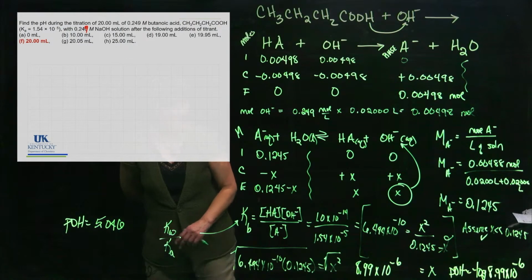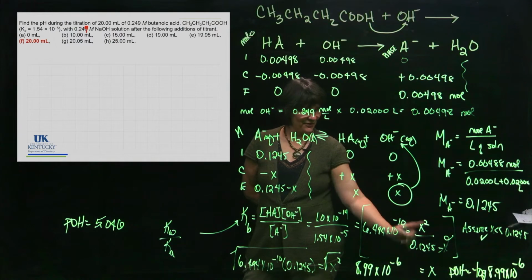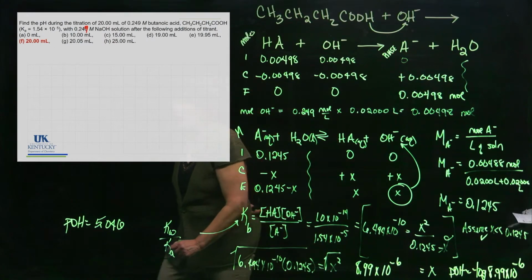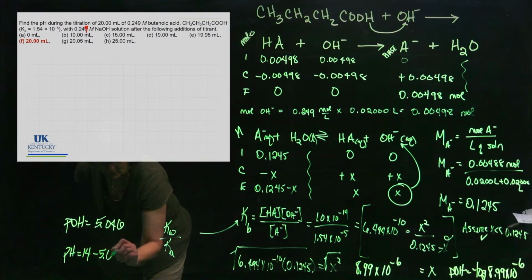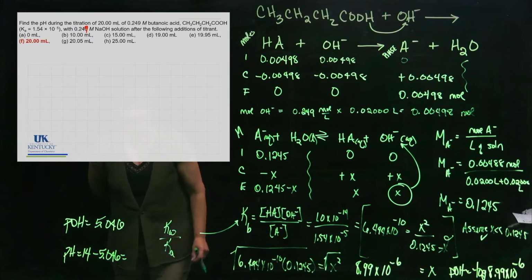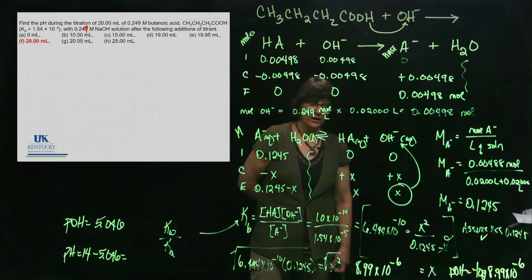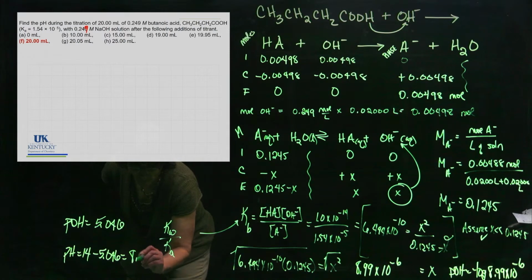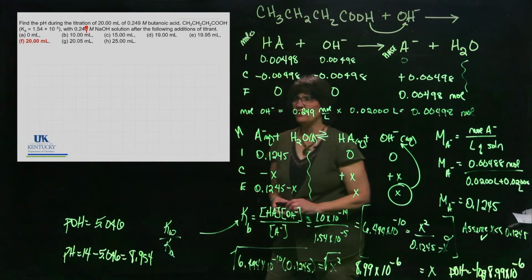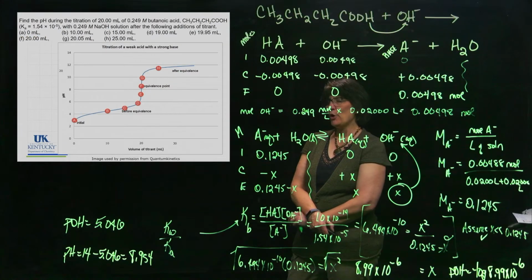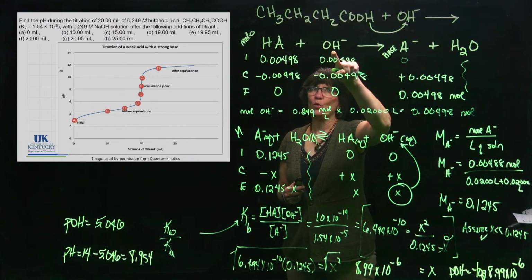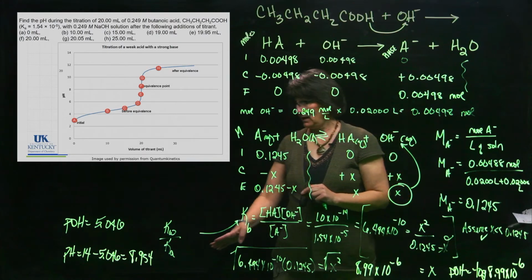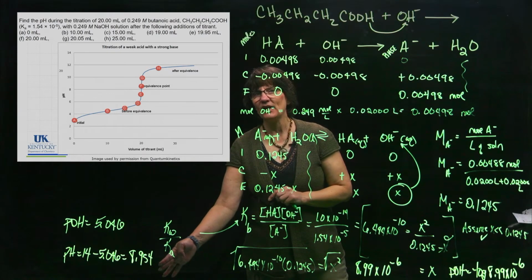Now, a lot of people will blindly take a negative log of that number and say, finally got it. But that wouldn't give it to you. That's still the pOH. So then the pH would be 14 minus that number. And finally, we will have the pH. The pH value is 8.954. So we ask ourselves, does this number make sense? Remember, we are titrating a weak acid with a strong base. At the equivalence point, that will always have a pH greater than 7. And lo and behold, that is a pH greater than 7.